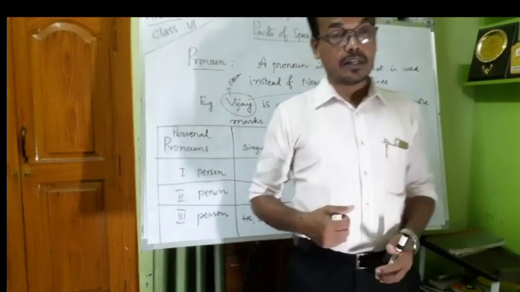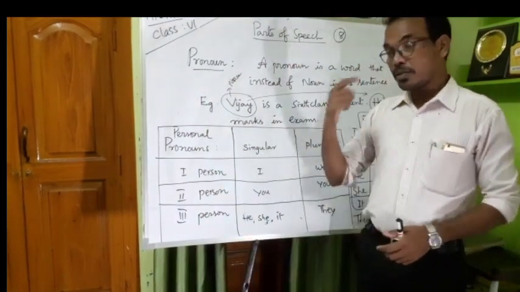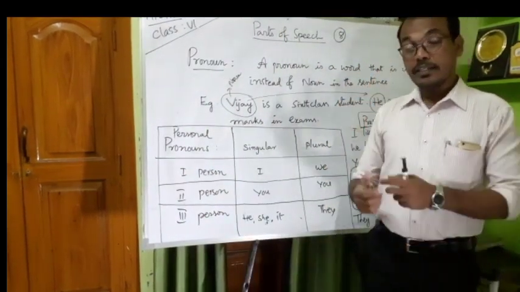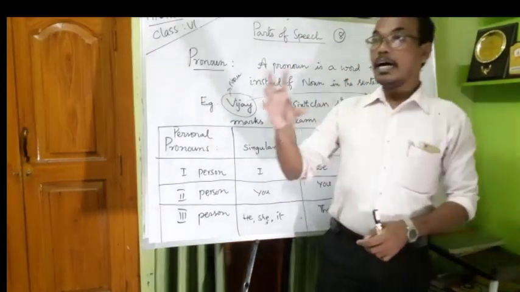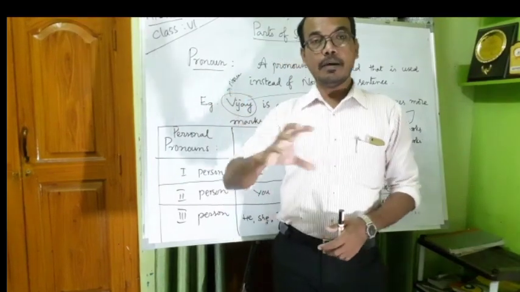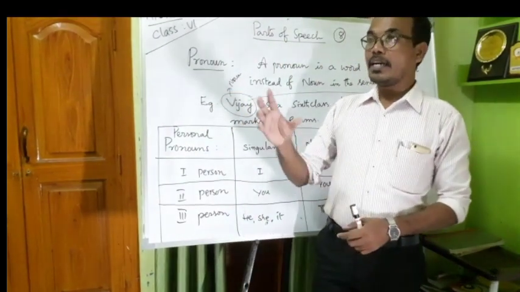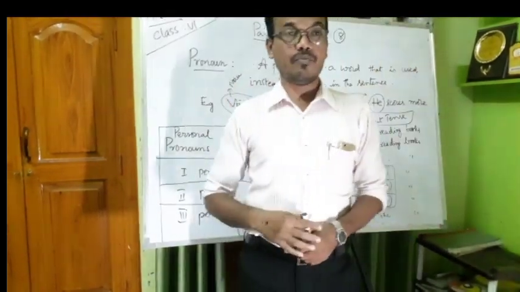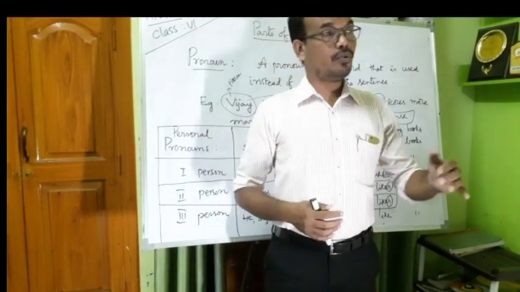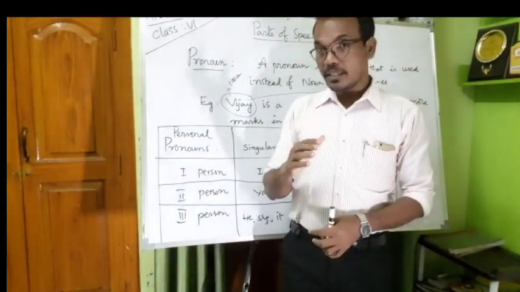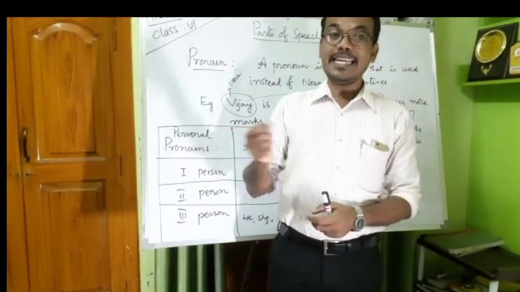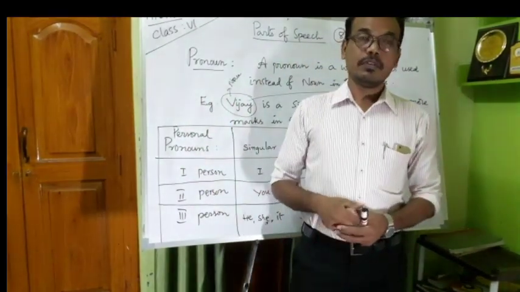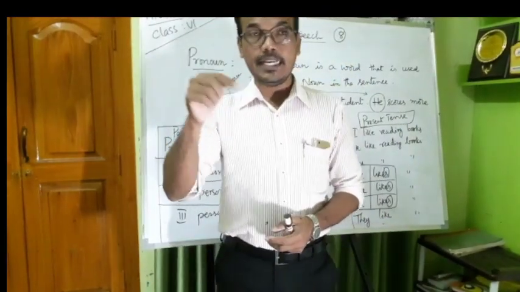You can get command over these personal pronouns by learning and also by writing sentences on your own. Suppose I eat a mango. We eat mangoes. You eat mango. But coming to he, he eats mangoes. What did you observe there? I eat mango.